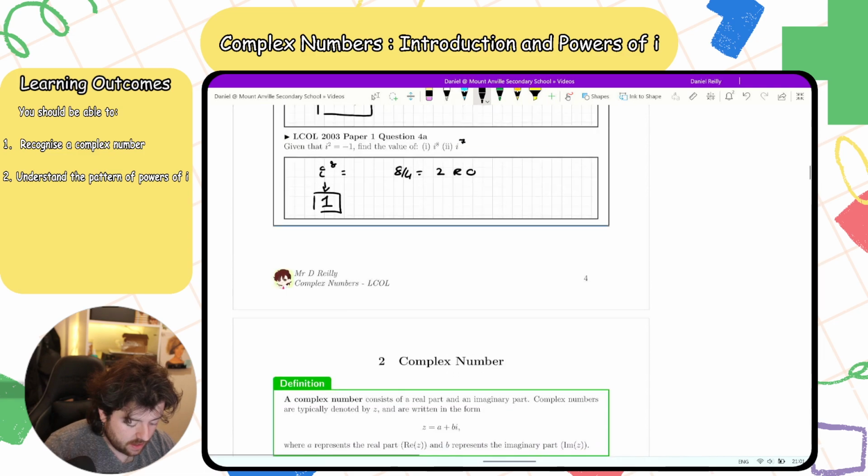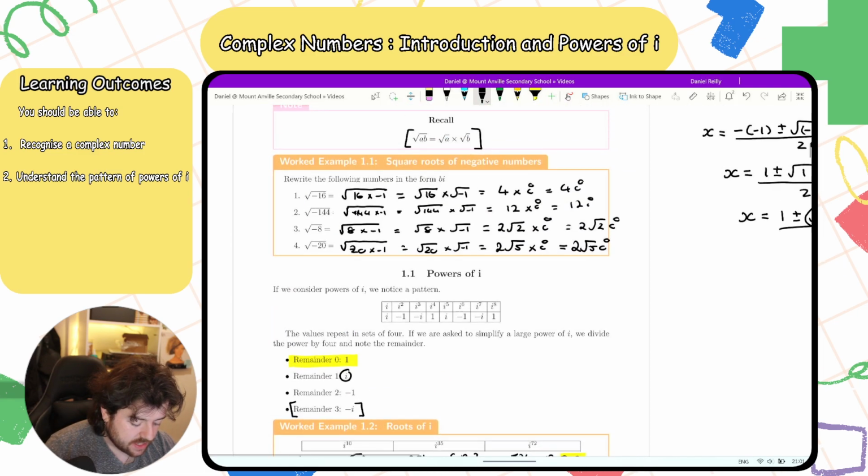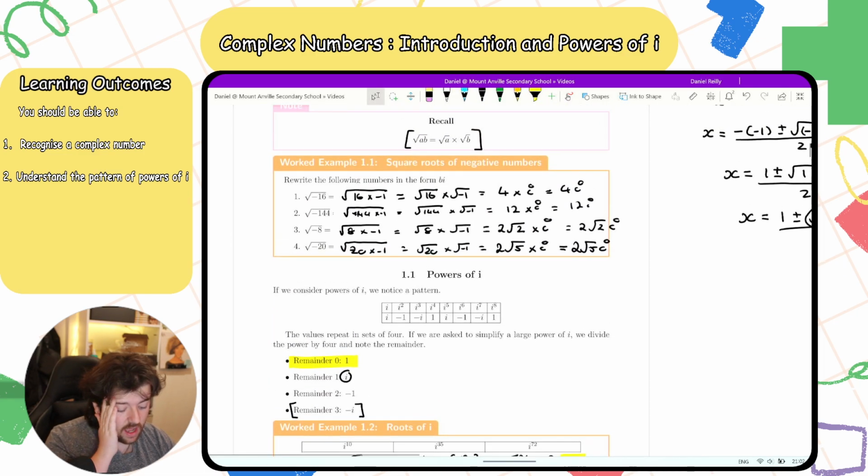Right. So that's our intro to complex numbers, and finding roots of negative numbers and powers of I.